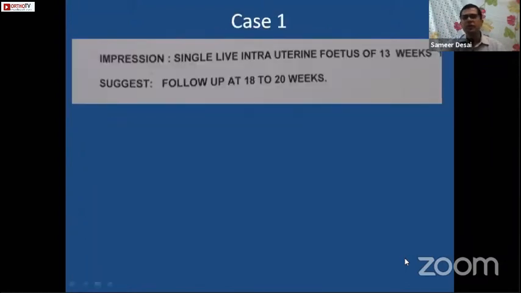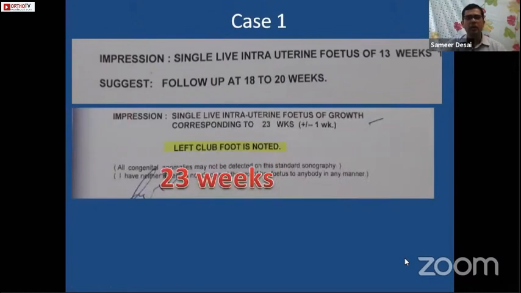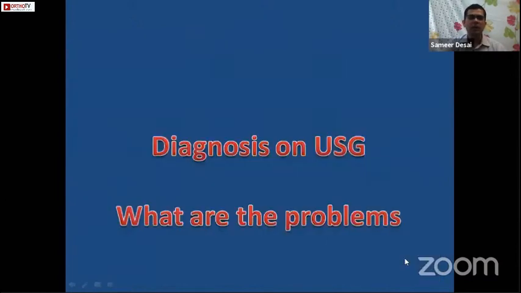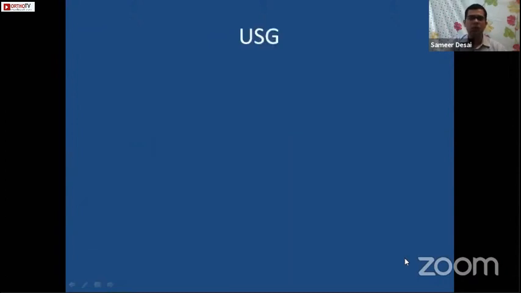So this is the first case. They did an ultrasound at 13 weeks, which showed a normal child and no clubfoot. When ultrasound was done at 23 weeks, it was reported as left-sided clubfoot, and at 30 weeks, it was reported as bilateral clubfoot. Now parents were confused. So why was this happening? So let us see what are the problems in the diagnosis on ultrasound.